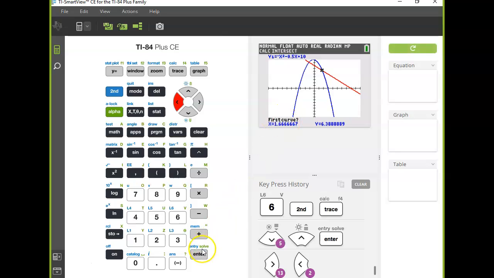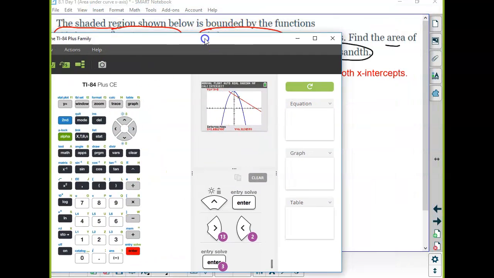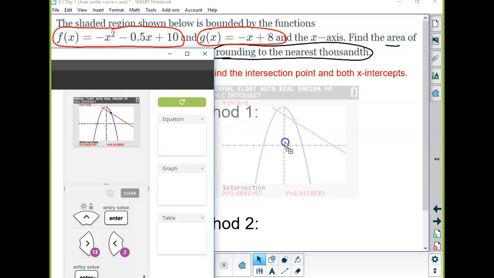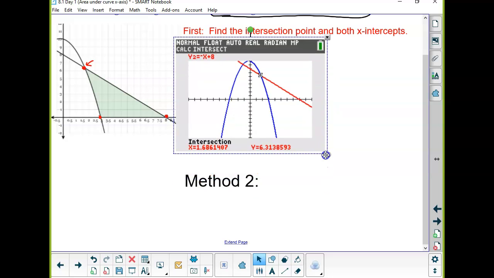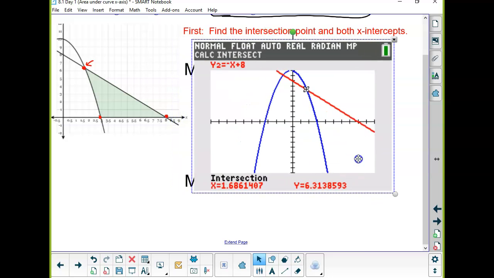And then it says first curve, hit enter. Second curve, hit enter. Take a guess, hit enter. And there it is. There's my intersection point. So I need to record that so I know exactly where that spot is.